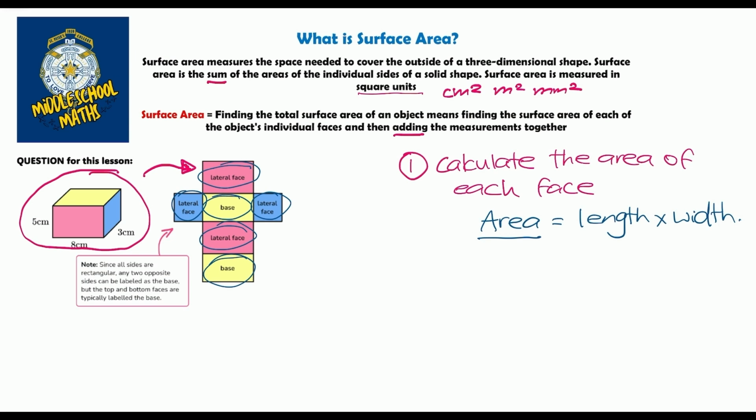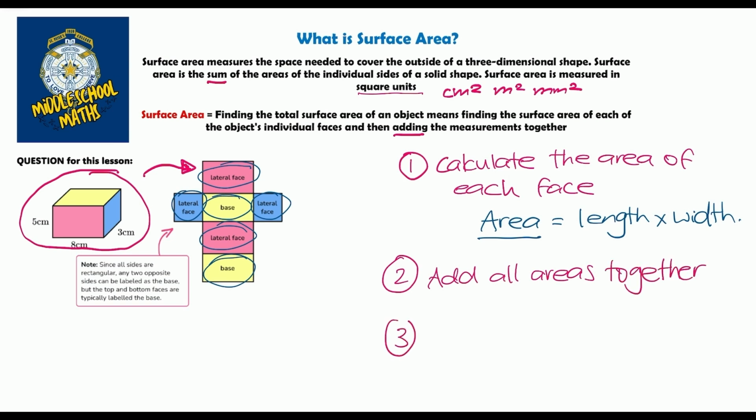Cool. Then the second step is to add all of the areas together. So in this case it would be 6 different areas. And then the third step, super important, is to make sure that when we write the answer, we include the units.